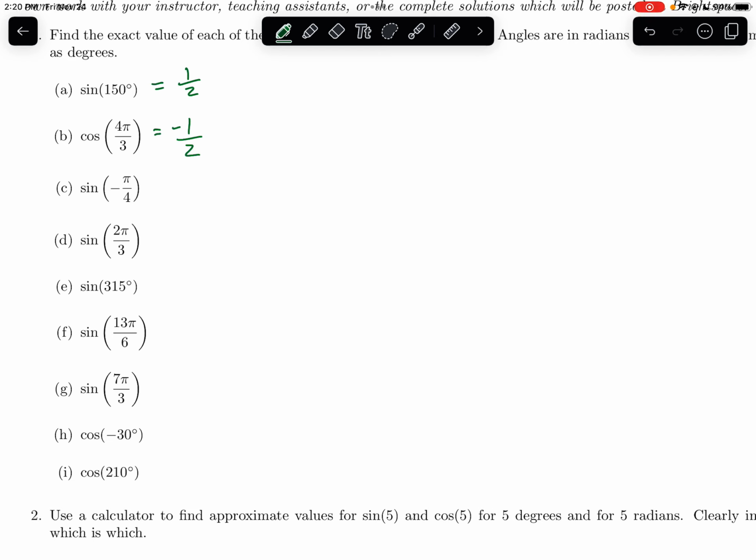Part C, you can do directly if you're clever, but the issue is that this is not an angle between 0 and 2 pi radians. So you can say that this is the same as its coterminal counterpart, which you can get by adding 2 pi to this. That doesn't change the value of the sine. And so 2 pi minus pi over 4 gives you 7 pi over 4, because 2 pi is 8 pi over 4.